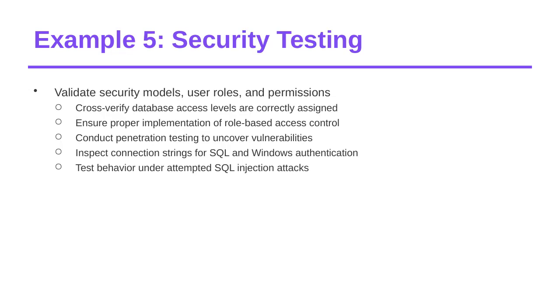Security testing is a crucial part of validating that your database and application protect sensitive information properly. One key step is to check that the security models in place, including user roles and permissions, are correctly defined and enforced. This means verifying that each user only has the access they need, nothing more. For example, cross-checking database access levels ensures that someone who should only read data cannot accidentally update or delete it. Implementing role-based access control properly helps maintain this separation of duties effectively.